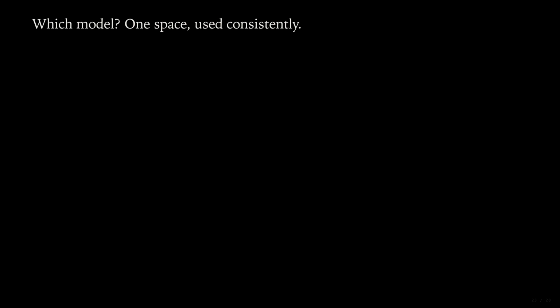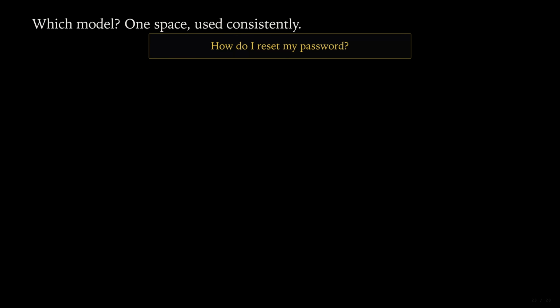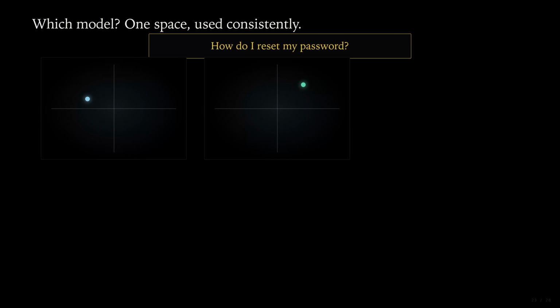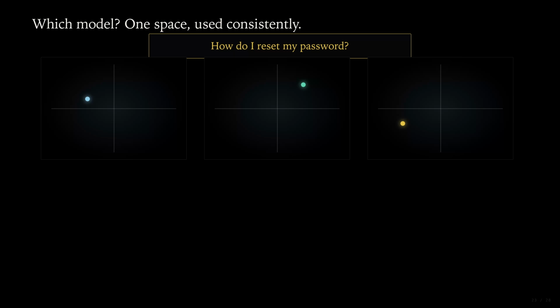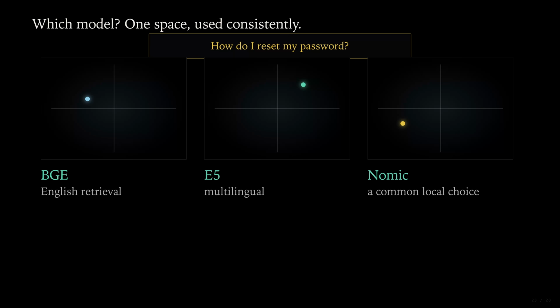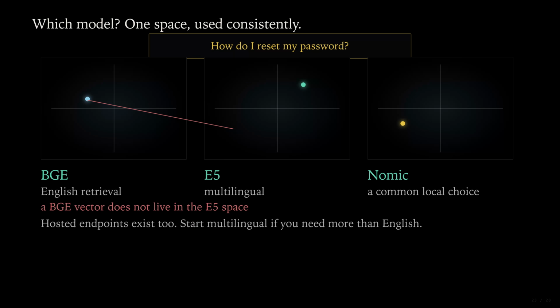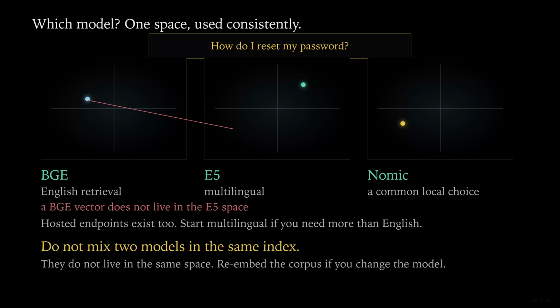The obvious question is which model. For English retrieval, BGE and E5 are strong open starting points. Nomic is a common local choice. Hosted, OpenAI and others sell an embed endpoint. Start with a small multilingual model if you need more than English. And do not mix vectors from 2 different models in the same index, because they do not live in the same space. Re-embed the corpus if you change the model.